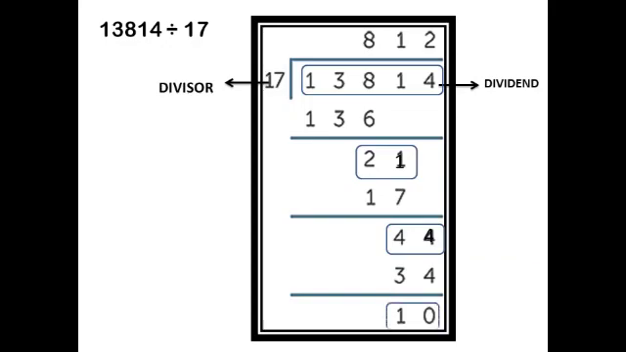What is a remainder? Remainder is the leftover number after long division which is less than the divisor. So the answer in division is called the quotient. Here the quotient is 812 and the remainder is 10.